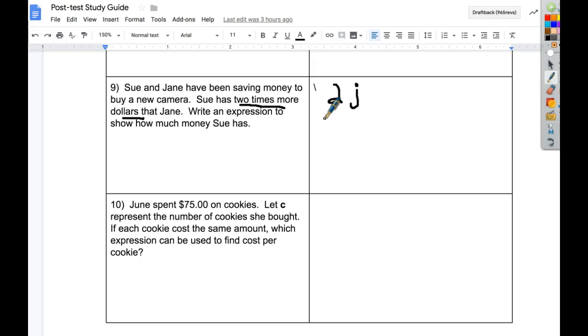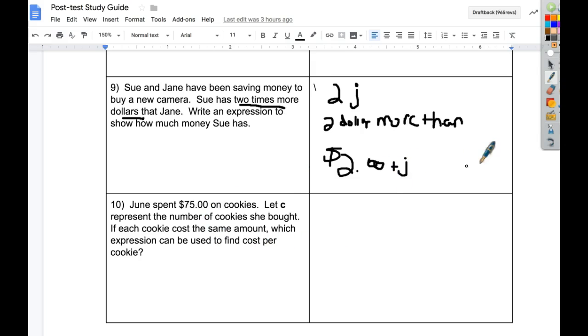But what if we said something like Sue has $2 more? So if it was $2 more than Jane, what would that look like? So not twice, but $2 more than. Okay, and we would have the $2 for Sue, and she has $2 more than Jane.